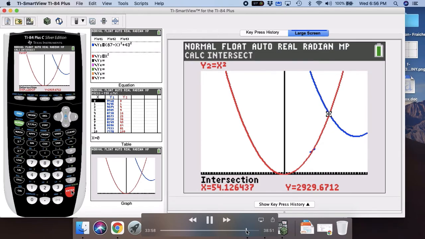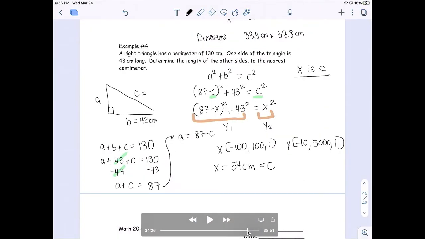it gave me this intersection, 54. The question wants all your side lengths to the nearest centimeter, so you have to make sure you round to whole numbers only for this situation. Okay, so keep your number as 54. I wrote that x is equal to 54. That's what I just found, and that's my c because x is c. So c is equal to 54.